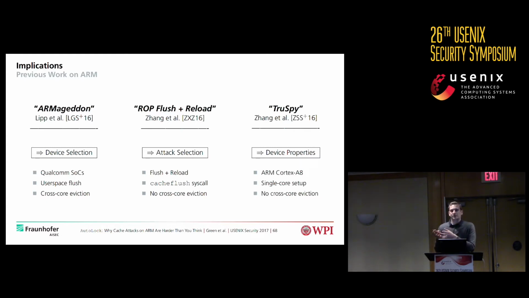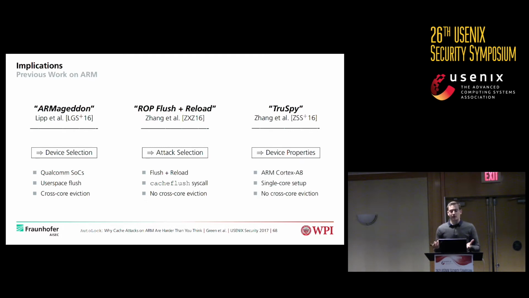Attack selection is another important part. If you focus on flush and reload attacks, then you will not run into AutoLock because you're not doing cross-core eviction. And lastly, your device properties can also play a role. If you happen to be on a single core system, then as we know, same core attacks work. So even though you're doing eviction, you will not run into AutoLock or any of its effects.